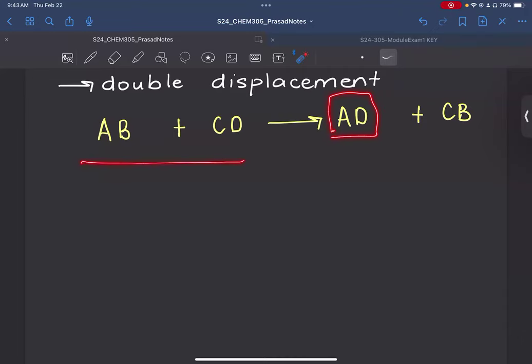Is that true on the left-hand side? Yes. So I've maintained consistency. That's what I'd like to point out. D started off anion. It ends up anion. It's written last or second. Similarly, look at CB. It kind of should throw people off. It's not alphabetical order. But remember, on the reactant side, C is a cation and B is the anion. And it always goes cation, then anion.